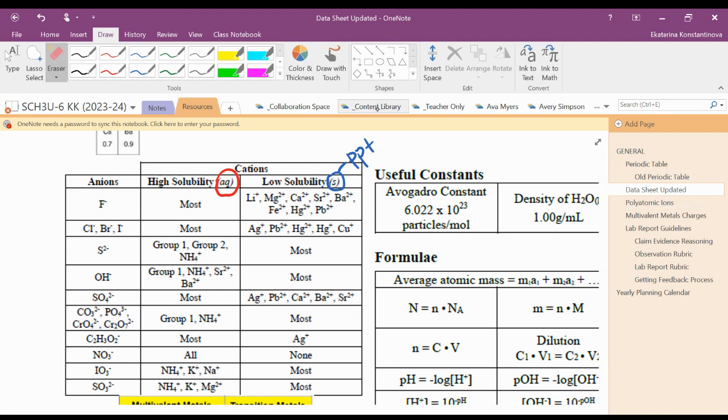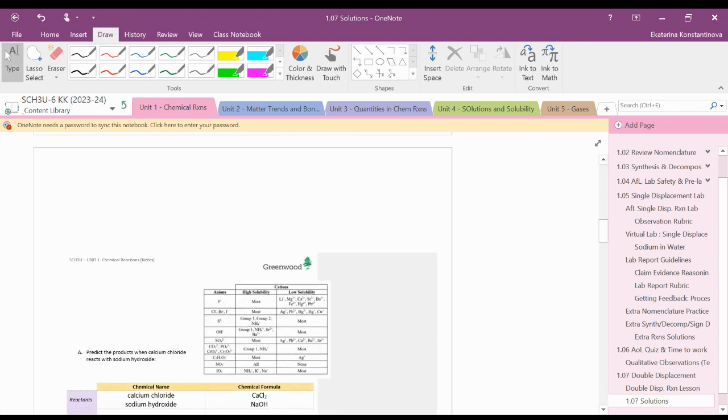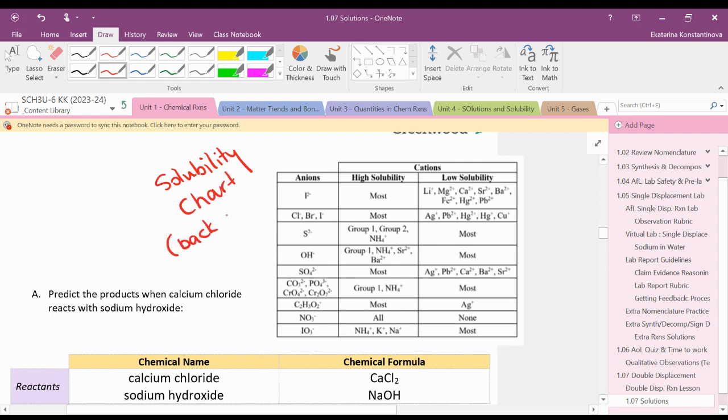So if I go back to our lesson, here again is this solubility chart. Make a note for yourself. The solubility chart is, sorry, that's my dog barking. It's the back of your periodic table, and you will always be given this on a test. You'll always get your data table. So, reminder: high solubility, aqueous state; low solubility, solid state, because it forms a precipitate.